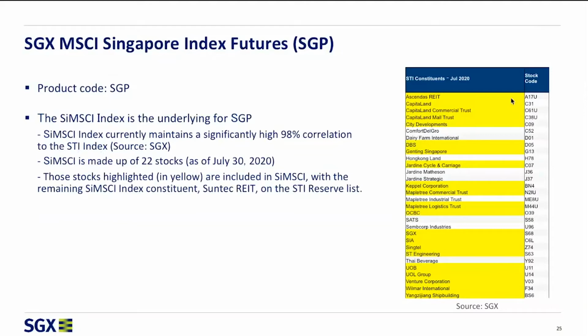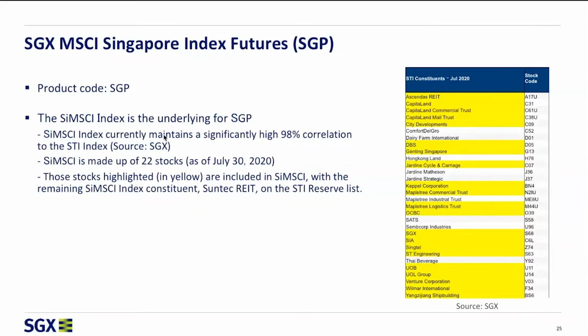So on the right hand side, what you have here would be the list of STI component stocks. However, those that are highlighted in yellow are component stocks of the SiMSCI index, meaning that not all STI components are included in the SiMSCI index. So that's number one.